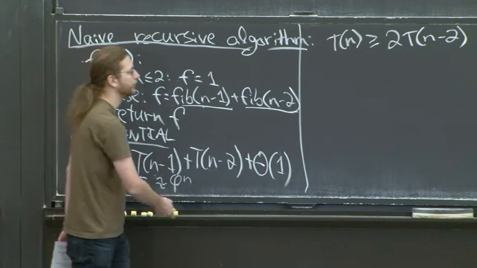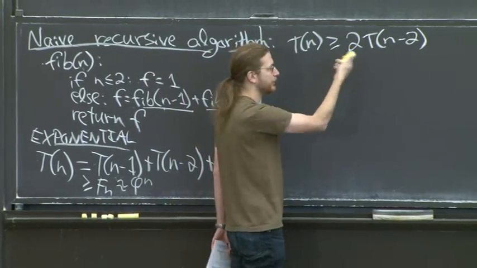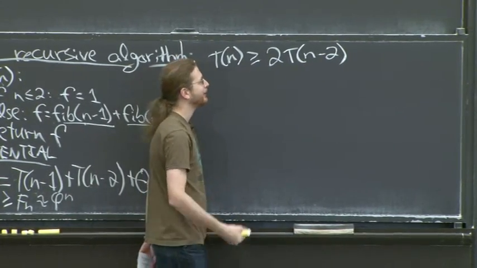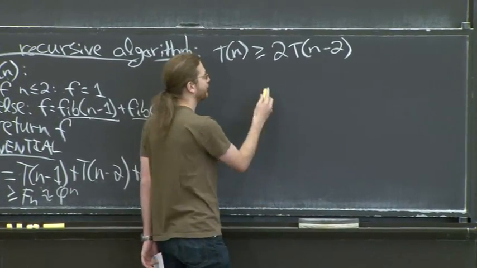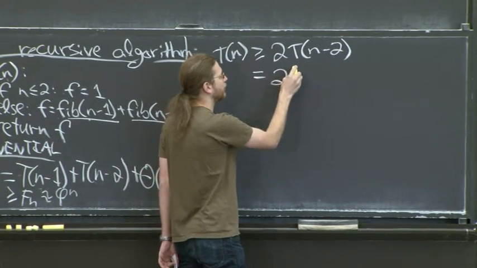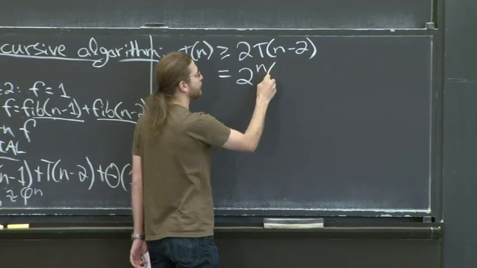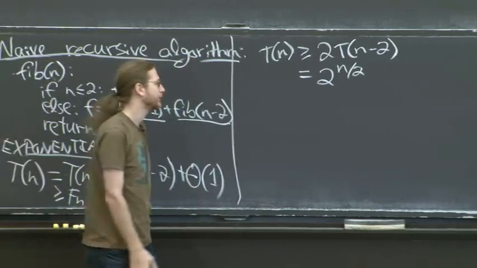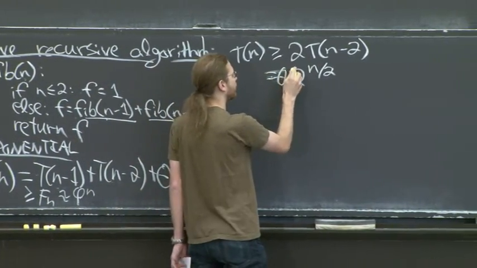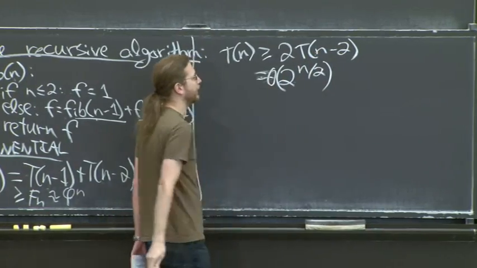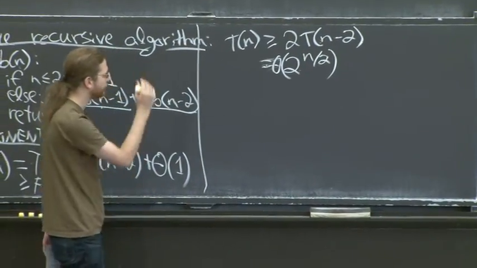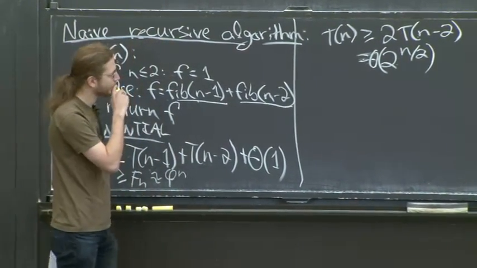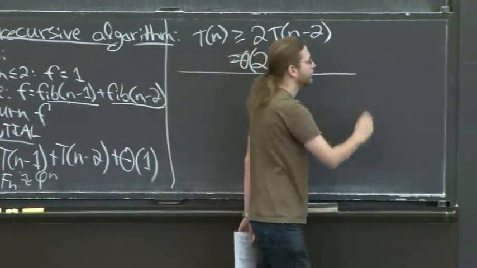And now this is sort of an easy thing. You see that you're multiplying by 2 each time. You're subtracting 2 from n each time. How many times can I subtract 2 from n? N over 2 times before I get down to a constant. And so this is equal to 2 to the n over 2, times some constant, which is what you get in the base case. So I guess I should say theta. This thing is theta that. Okay, so it's at least that big, and the right constant is phi in the base of the exponent. Okay, so that's a bad algorithm.